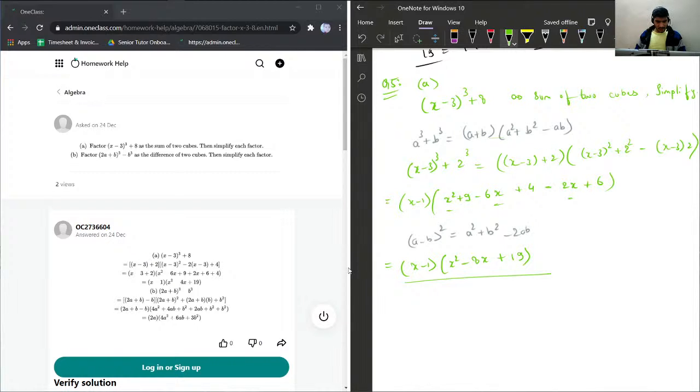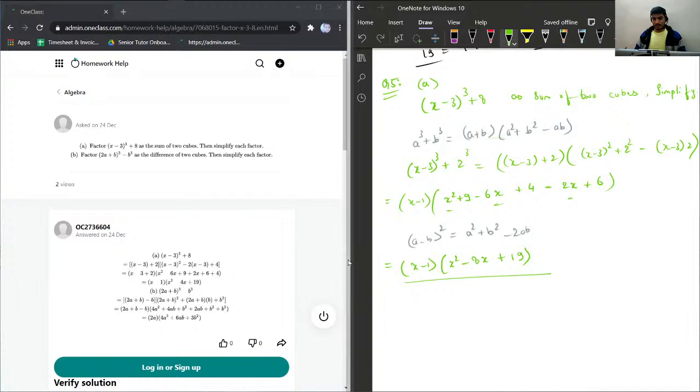So I can see that here they have made a mistake. They have not multiplied this minus sign with this x, and they have multiplied this minus sign with 3 only. So here they have made a mistake.